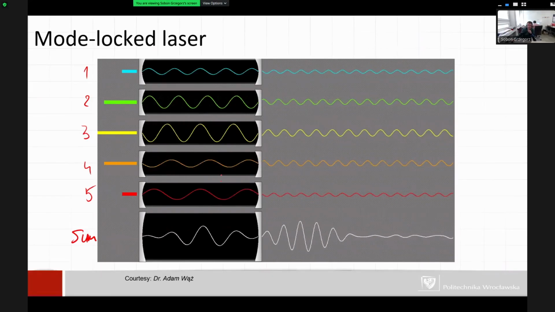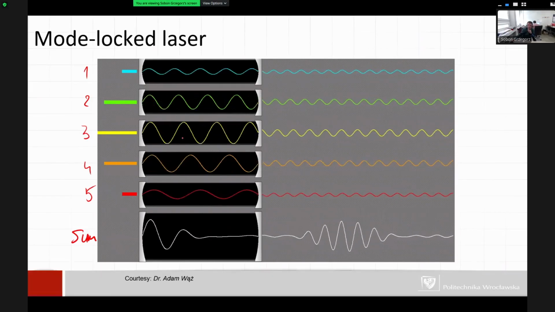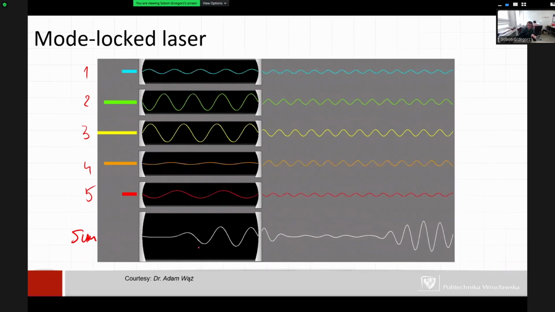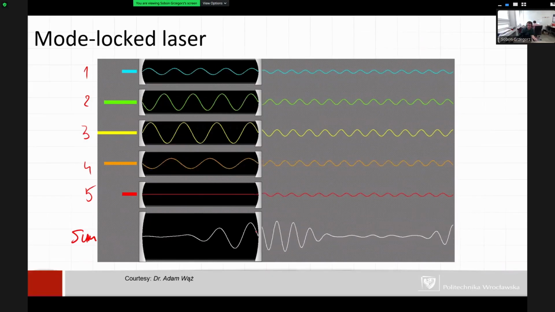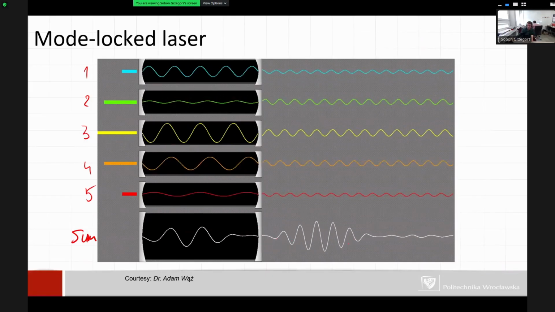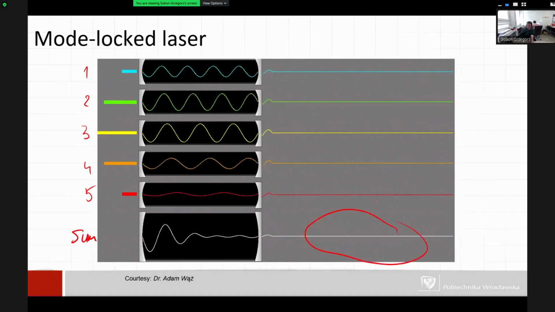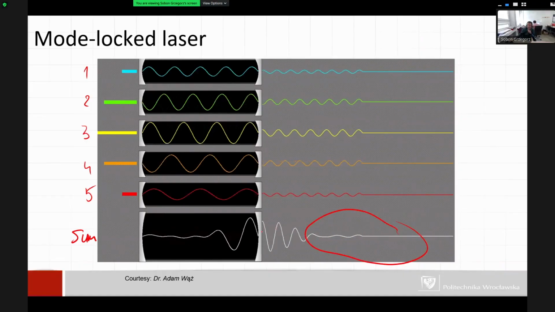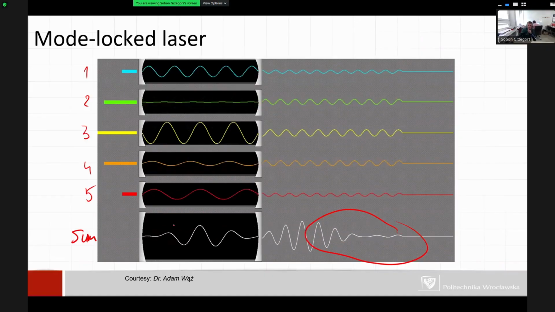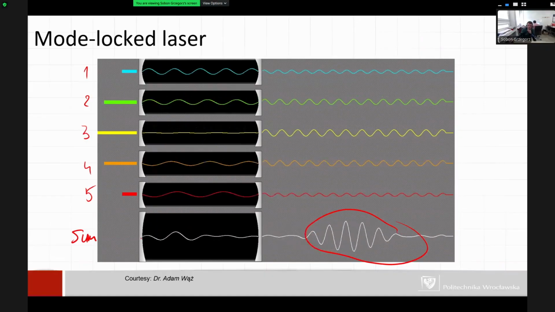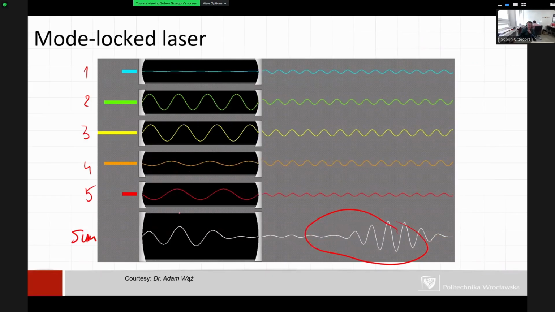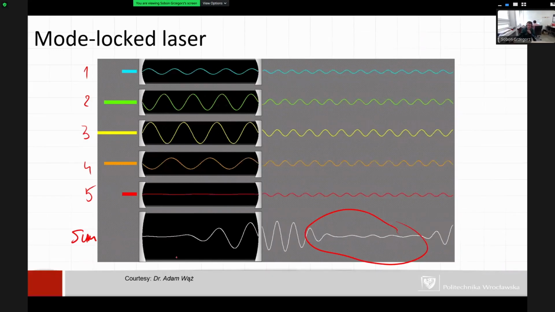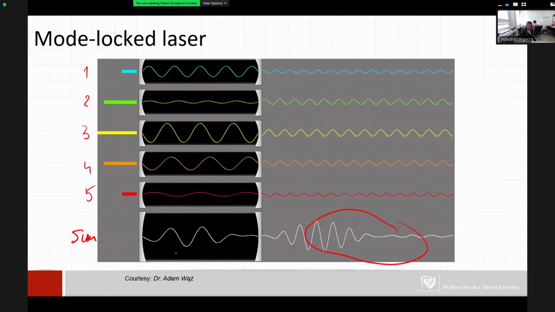You can see that already 5 synchronized modes that oscillate with the same phase produce something which looks like a pulse. Because as you can see at the output, we have pulses, right? So you can already see that even 5 modes can create a pulse, and you can, I think, intuitively guess that the more longitudinal modes we have synchronized in our laser, the shorter pulses we can get at the output.